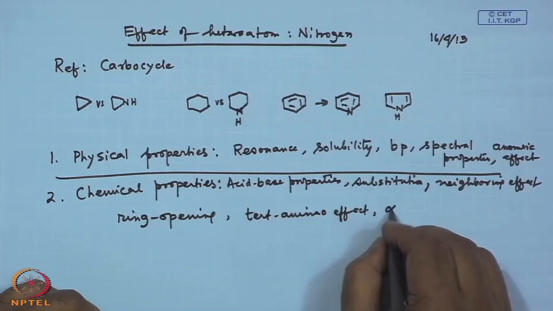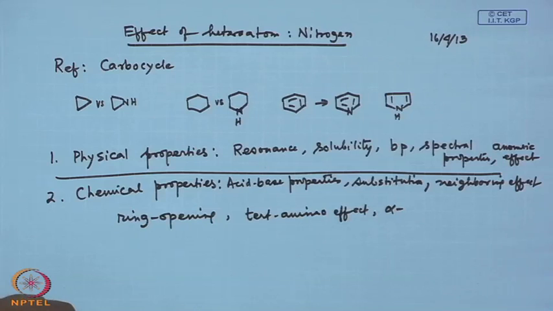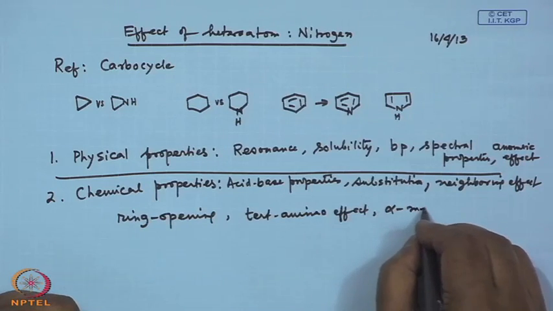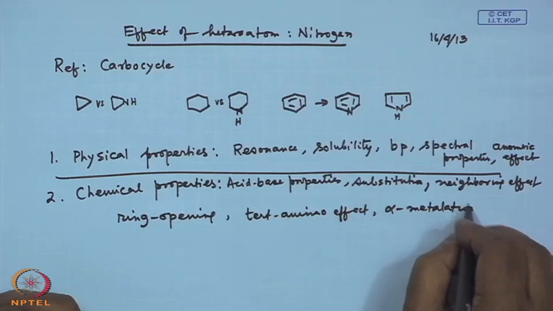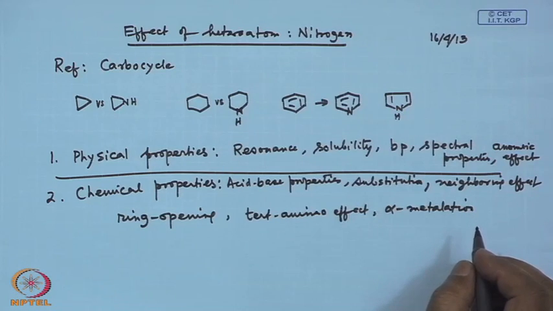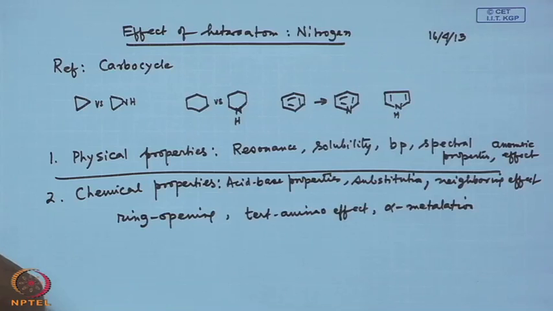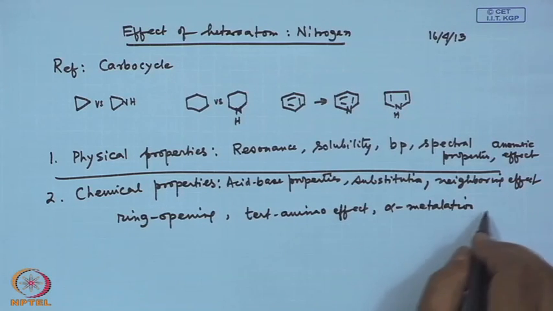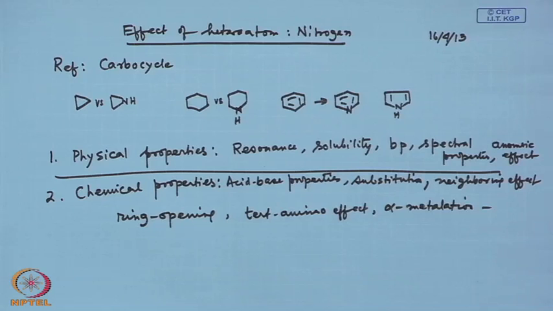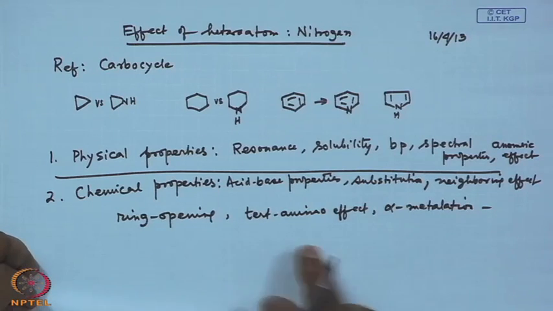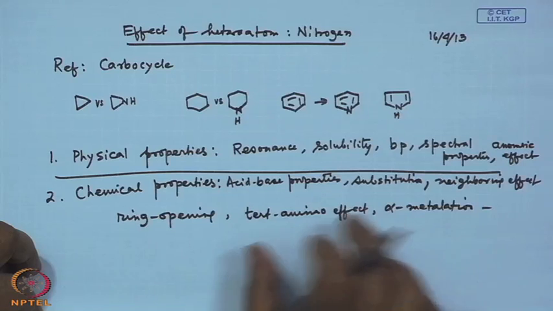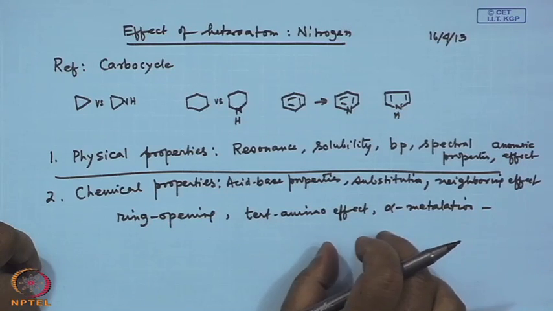And lastly, there is another important area, that is called alpha metallation. I will give you one or two examples of alpha metallations. That is also important, and we will talk about it as we proceed. These last two are very important. It is very uncommon though, and they are particularly attributed to the presence of a heteroatom. If you do not have the heteroatom, you do not like to see such things. Okay, so let us take up the cases one by one.